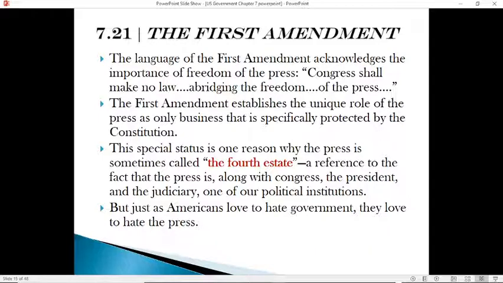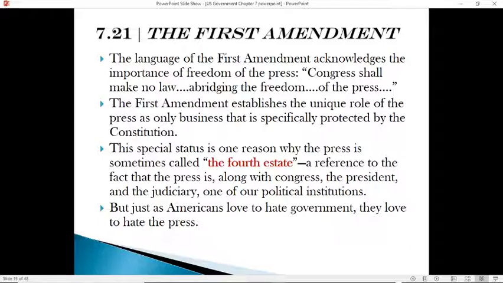The First Amendment establishes the unique role of the press as the only business that is specifically protected by the Constitution. No other business is protected by the Constitution, but the press is. Now, this special status is one reason why the press is sometimes called the Fourth Estate. This is a reference to the fact that the press is, along with Congress, the President, and the judiciary, one of our political institutions. Now, we don't think of the press as being a political institution, but in a sense it is, because it is a check and balance on all three branches of government, because they have the freedom to report on and investigate the judicial branch, the legislative branch, and the executive branch. They act as a fourth political institution to check the other three branches.